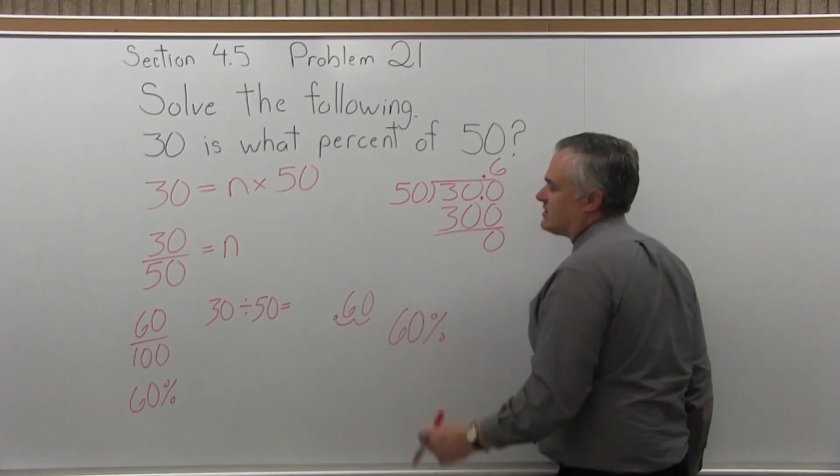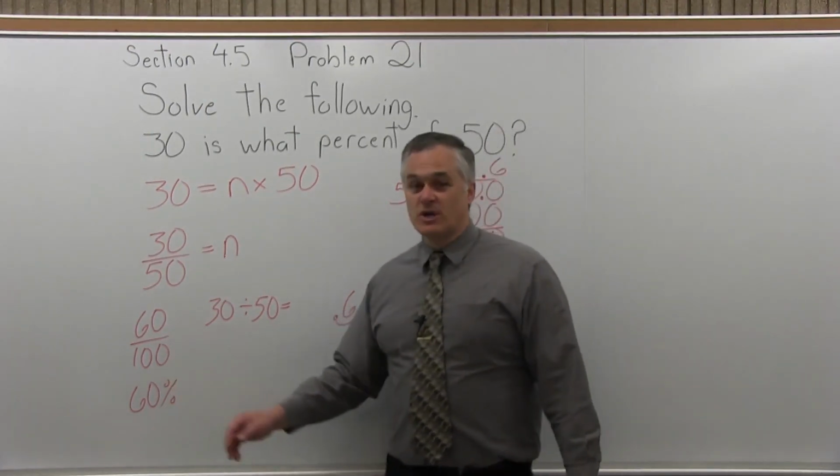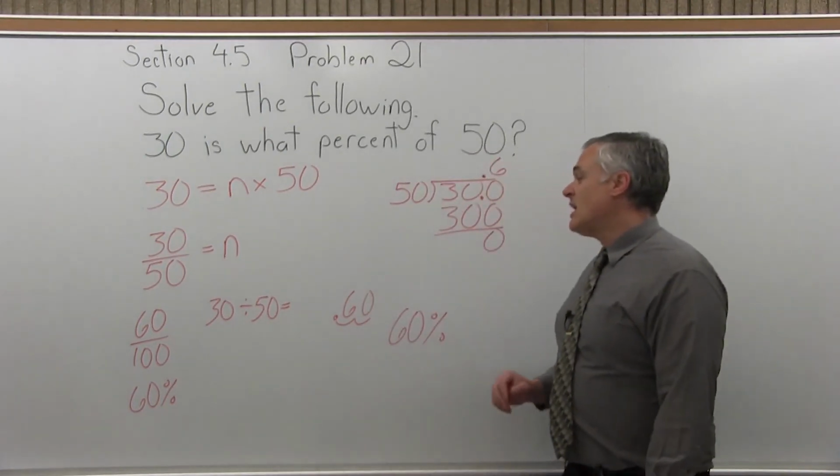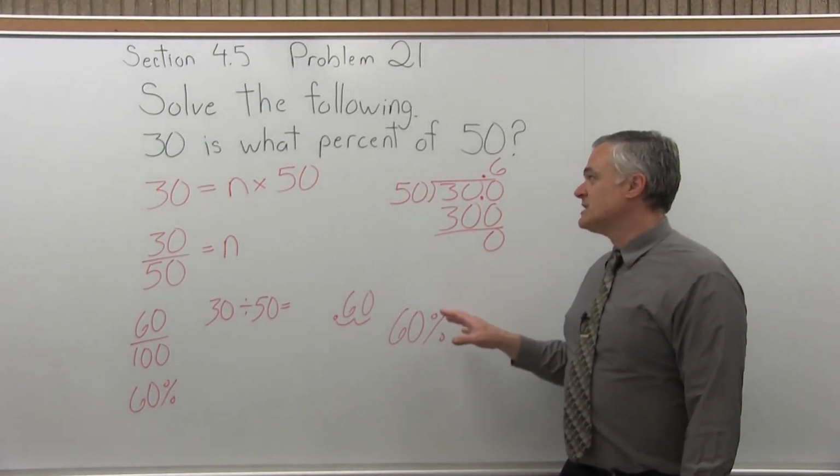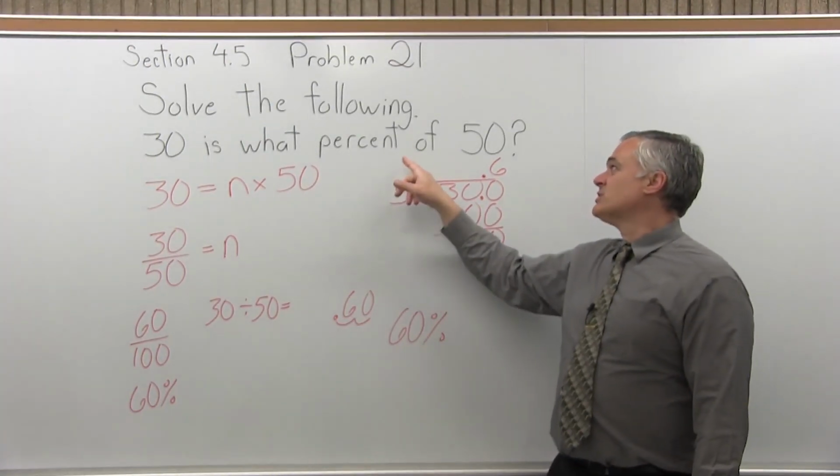So you still get the answer. If you see the trick with the 100, you get the answer a little faster. If you don't, you still get the answer. It's not the end of the world. So either way, you should have an answer of 60%. 30 is 60% of 50.